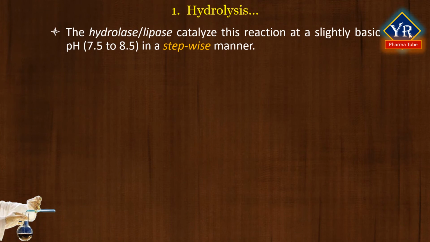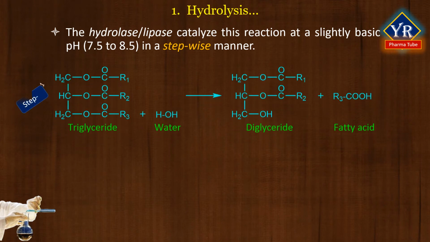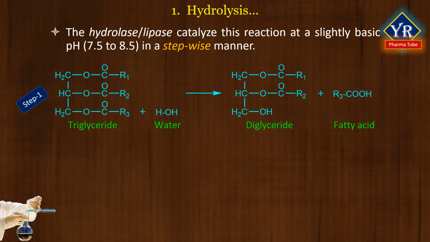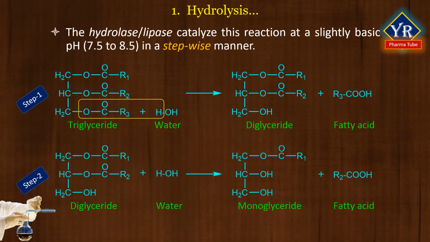This digestion is carried out with enzymes called hydrolases or lipases with the help of bile salts and takes place in the small intestine, which has a basic pH of 7.5 to 8.5, in a stepwise manner. In the first step, the fat, which is a triacylglycerol, splits to produce a diglyceride and a fatty acid. In the second step, the diacylglyceride produces a monoglyceride and a fatty acid.